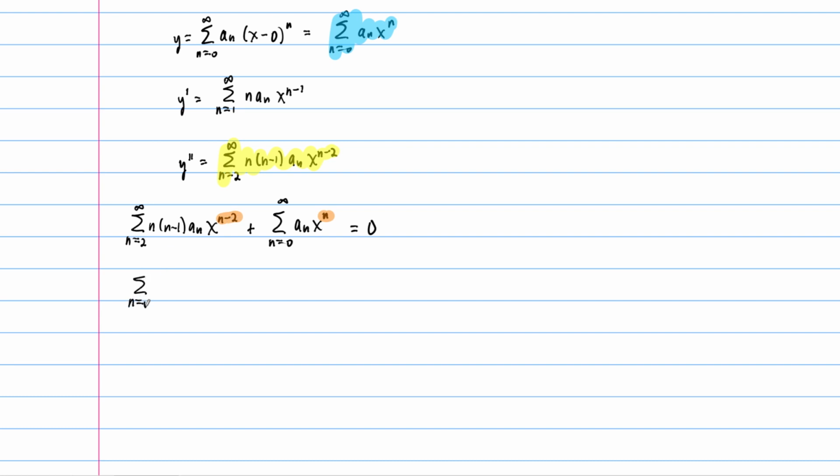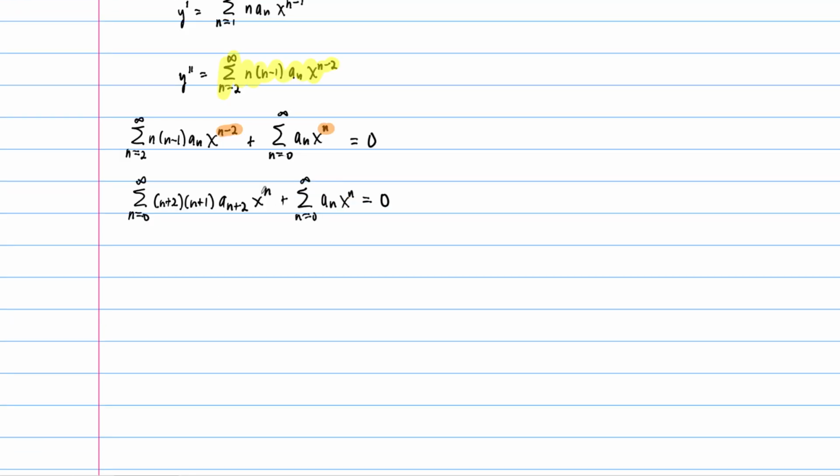It turns out that it becomes, and again, this is what you hopefully practiced in the last lecture, the sum n goes from 0 to infinity. All these n's are going to be increased by 2. So it's going to be n plus 2 times n plus 1, a sub n plus 2, x to the n. And then this one is going to be the sum, n goes from 0 to infinity, a sub n, x to the n, equals 0. And at this point, sometimes what will happen is that you'll have the powers of x being the same, so they'll both be x to the n, but sometimes your sums will start at different starting values in the index.